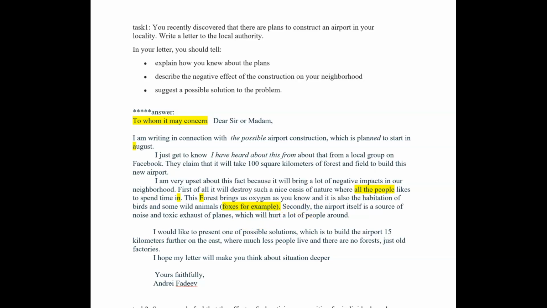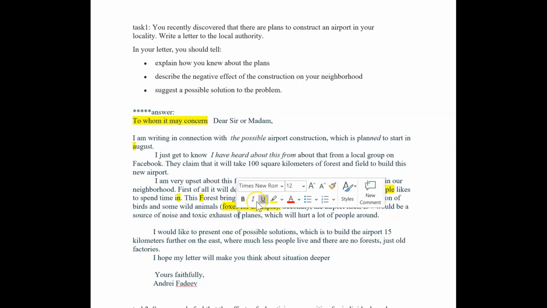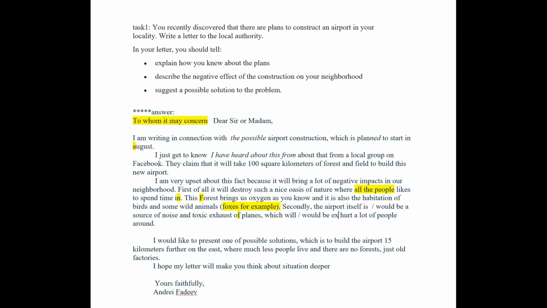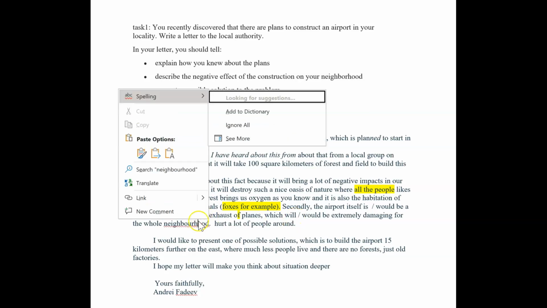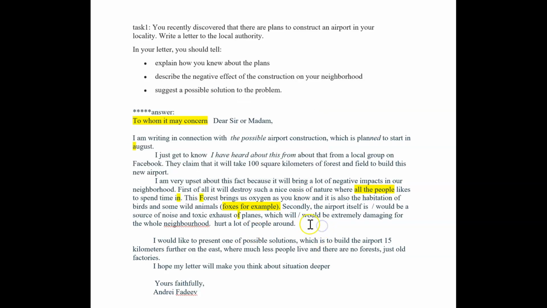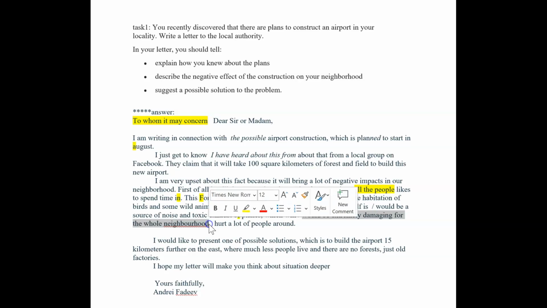Secondly, the airport itself would be, now here they haven't built it yet, so you're right to use would. Would be a source of noise and toxic exhaust from planes, which would, again, be extremely damaging for the whole neighbourhood. Okay? Okay, that is the correct spelling in English. It wants me to use American spelling, which I'm not going to. So, for the neighbourhood. Okay?